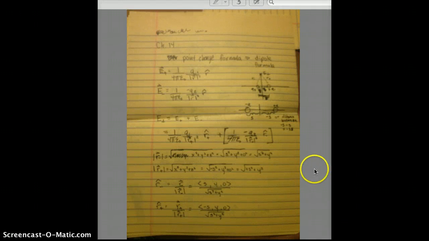Alright, I'm doing a reassessment on chapter 14, and I'm proving the dipole formulas on the axis and perpendicular to the dipole. I started out with the formula E = 1 over 4 pi epsilon naught, Q over R, and then R hat, and then I drew this picture right here. Maybe it's not so good. I could have taken a better picture, but I pulled it down right here.